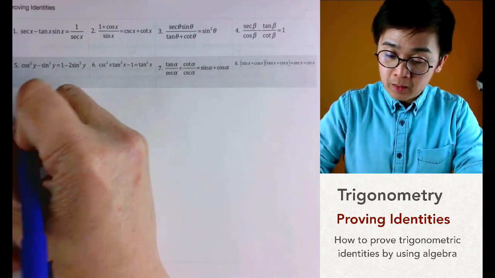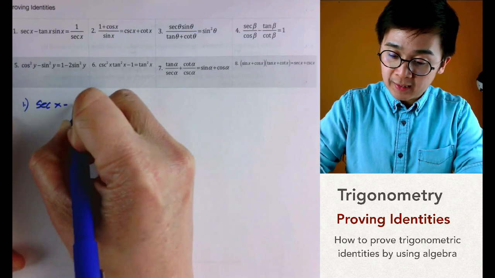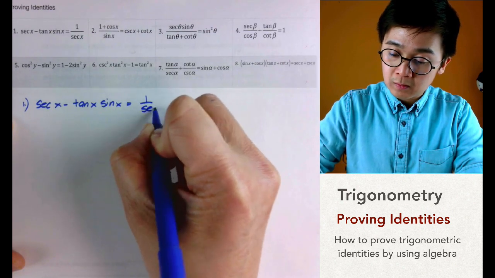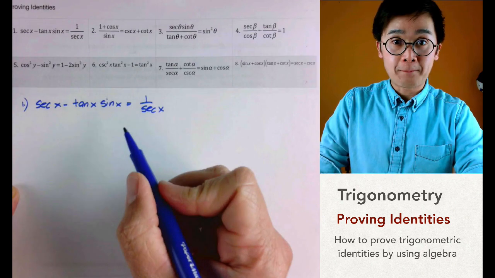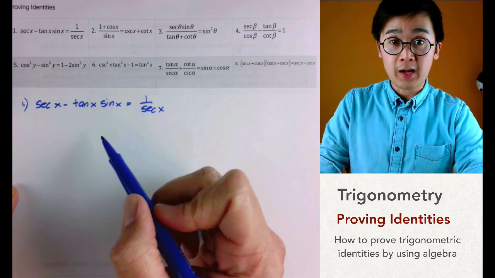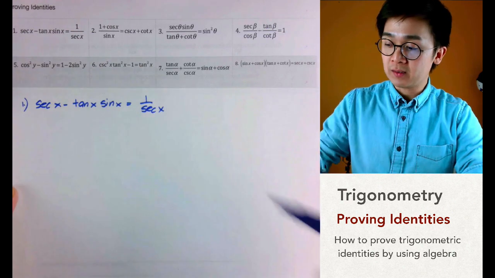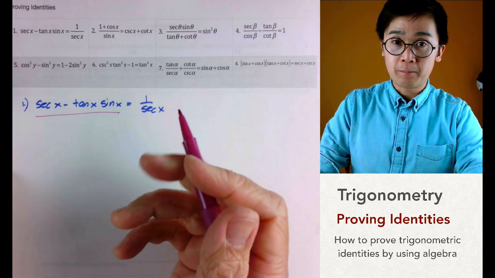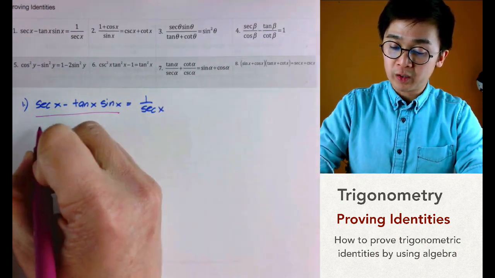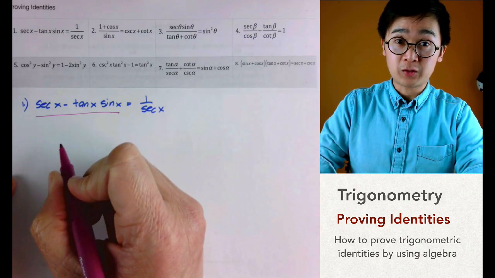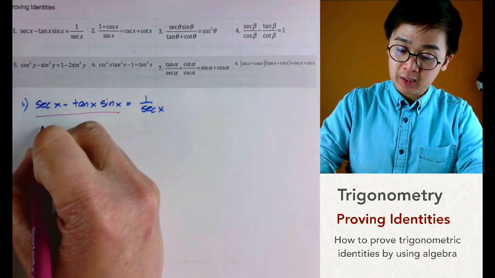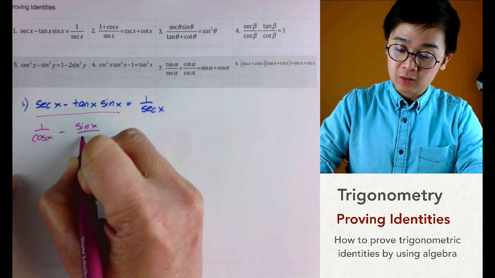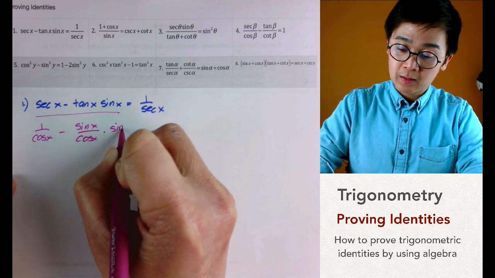So in number 1 we have secant x. The basic rule is to simplify the more complicated side of the equation, and in this case, it's obvious that this side is the more complicated expression. So we're going to work this out by changing all the inverse functions to sine and cosine. So secant is 1 over cosine x, minus sine x all over cosine x, and sine x.